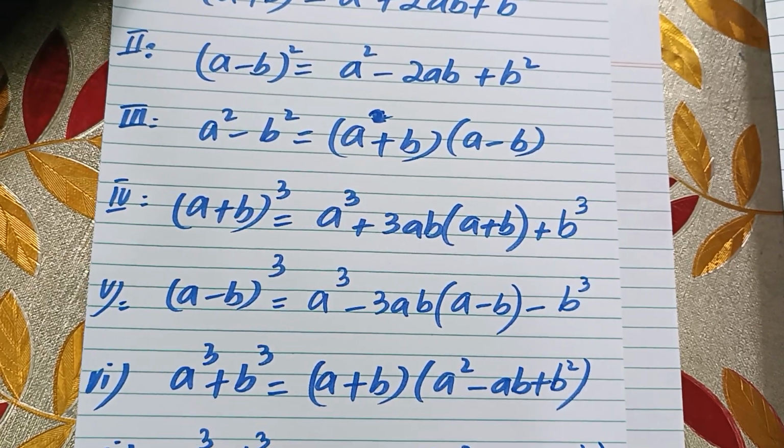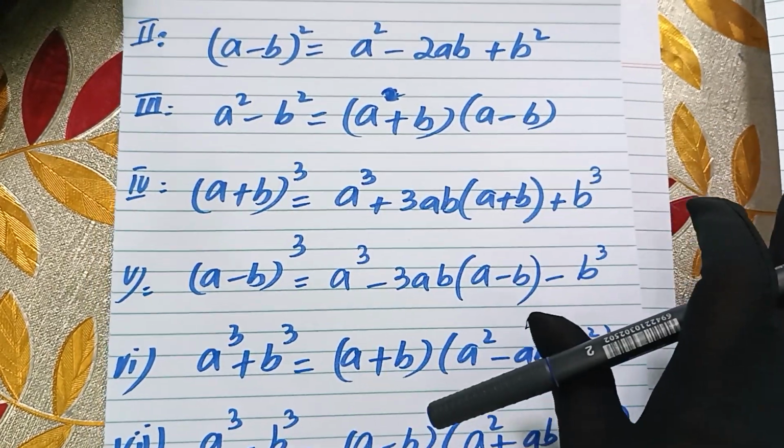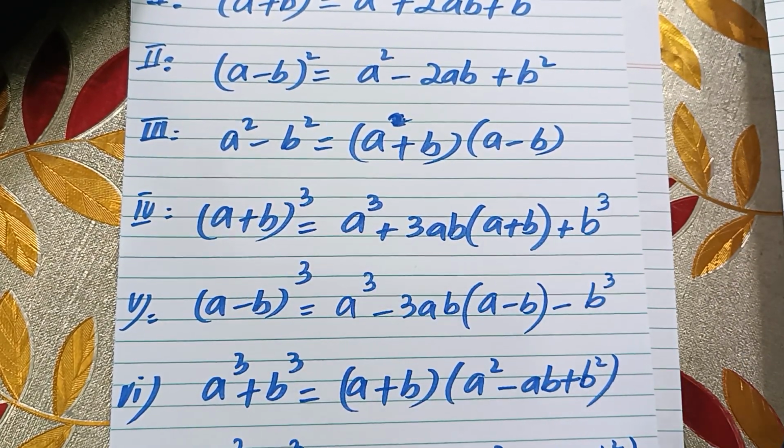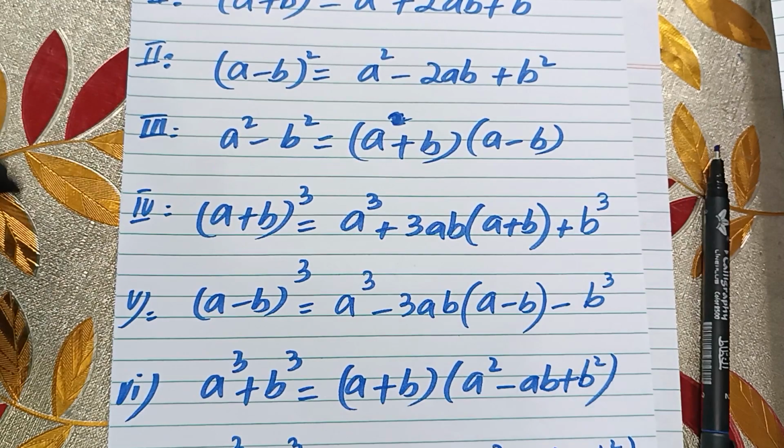So please write down these identities until you get a good command of them and good practice of them. Thank you so much. I think this is good for the 13th chapter.